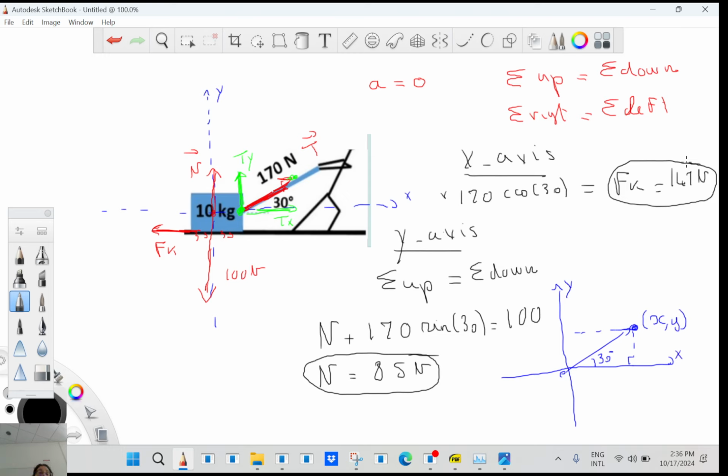So now can you find the coefficient of kinetic friction using the equation? Don't stare, do it. Using the equation. So the equation is kinetic friction equals coefficient times the normal force, right? In magnitude. I insist. That's going to be in magnitude. So that will be 147.